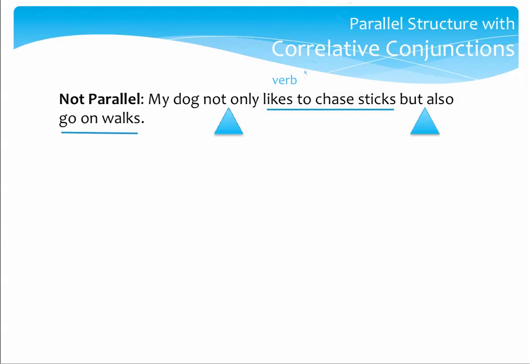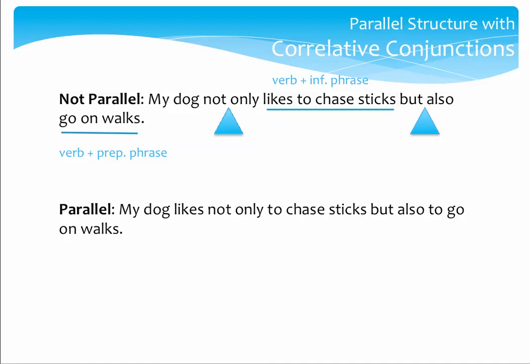What are we working with? Likes to chase sticks is a verb plus an infinitive phrase. Go on walks is a verb plus a prepositional phrase. Close, but not exactly the same. You can make this parallel by, again, finding your coordinate elements, figuring out what it is that I'm joining, and making sure that they're the same. So here we've joined infinitive phrases. To chase sticks and to go on walks are both infinitive phrases, so that makes this sentence in parallel structure.